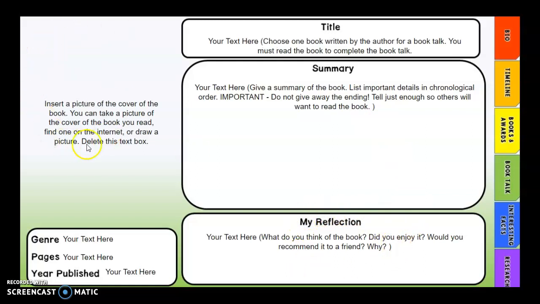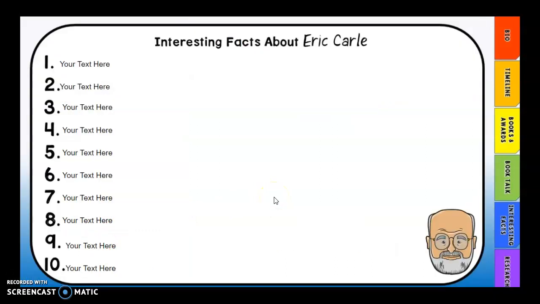Don't forget to insert a picture of it, and then you're going to type the genre, the pages, and the year the book was published. Next, we are going to type 10 interesting facts about Eric Carle.